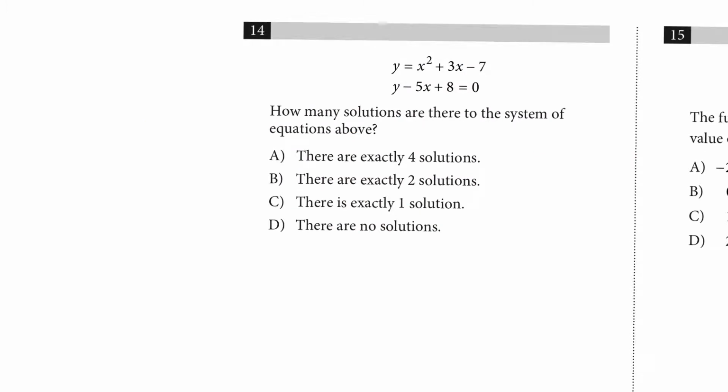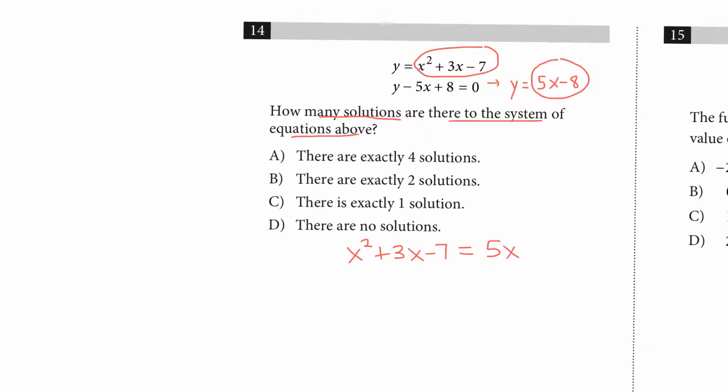You have a quadratic equation and a linear equation. How many solutions are there to the system of equations above? Okay, so this one here, if we solve for y, we're going to have that y is equal to 5x minus 8. And this is also y over here. So that means that I could take this equation right here and set it equal to this equation, since they're both y's. So I'm going to have x squared plus 3x minus 7 is equal to 5x minus 8.